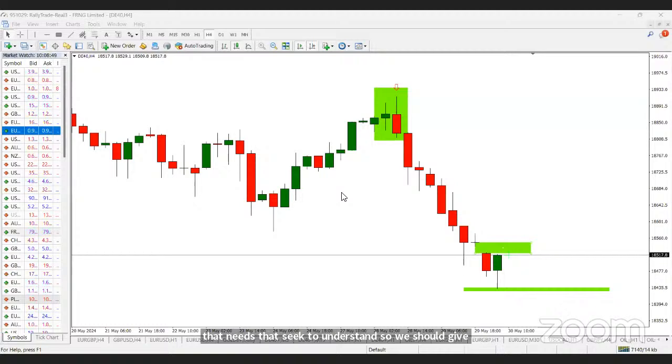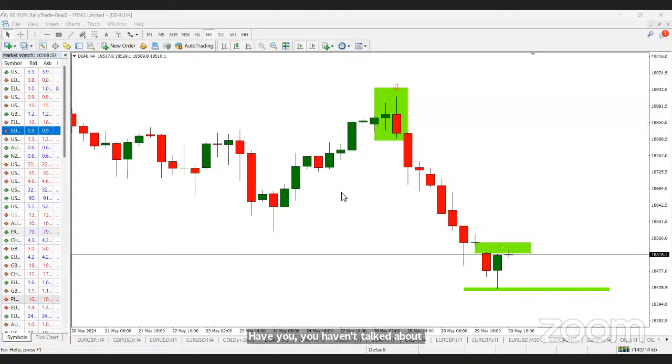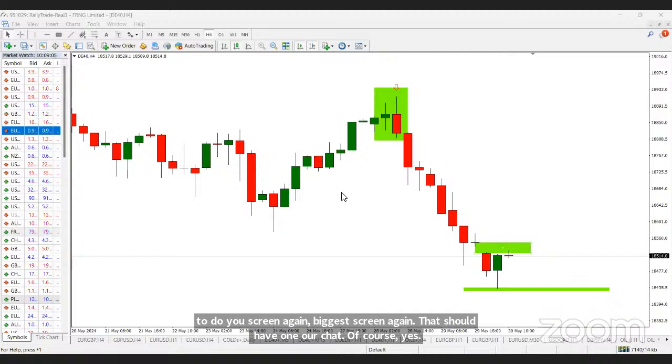US 100. I think I filled a brief on that when I was touching DAX 40. You haven't talked about USD, but I think I've done that. Can we trade on the 1 hour chart? Of course, yes. Best time frames to trade: 1 hour, 4 hours, and daily. I've been mentioning this 1 hour, 4 hours, and daily since yesterday.